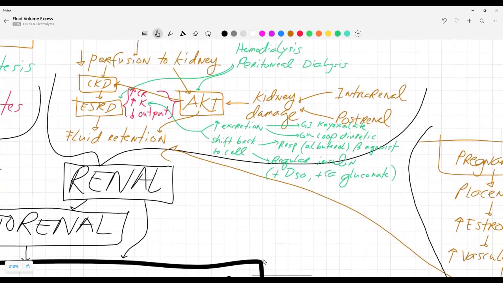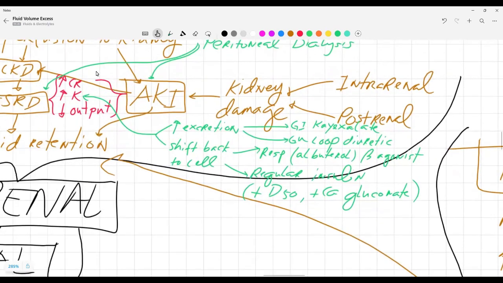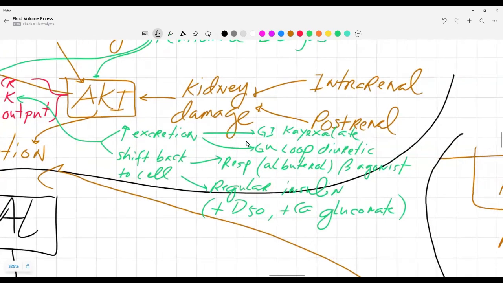Now I want to point out this increase in potassium here, because these are the different interventions that will be needed when there's hyperkalemia. There's two main mechanisms of action that we're targeting when there's an increase in potassium. Number one is we want to increase the excretion of potassium. We want to get it out of the blood. And two, we want to shift it back to the cell where it belongs, because potassium is the main intracellular electrolyte.